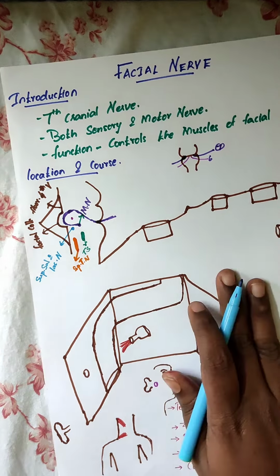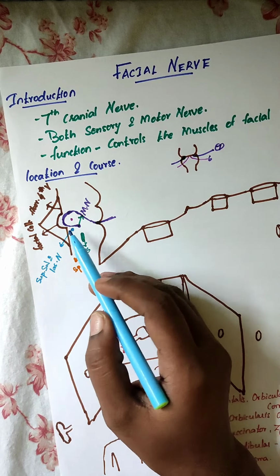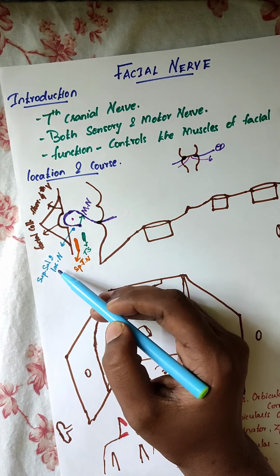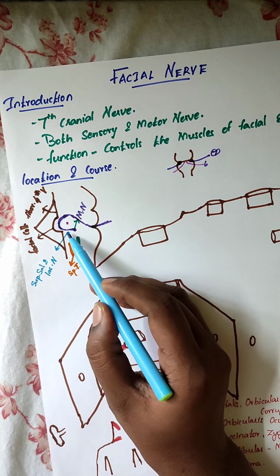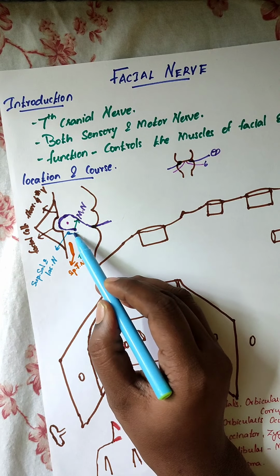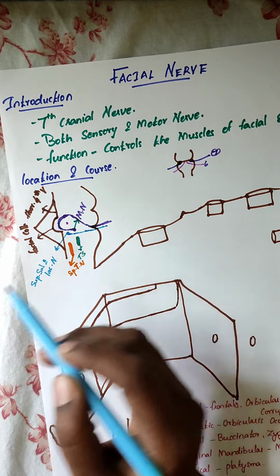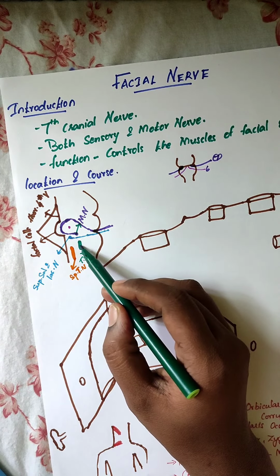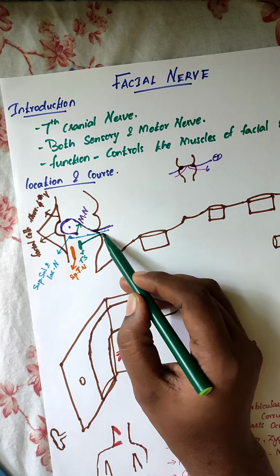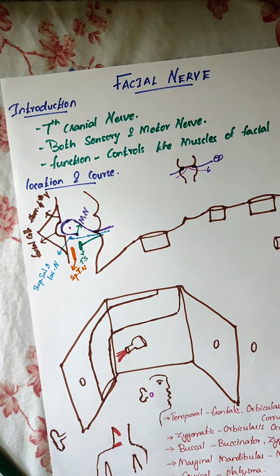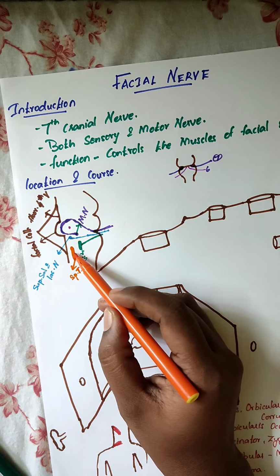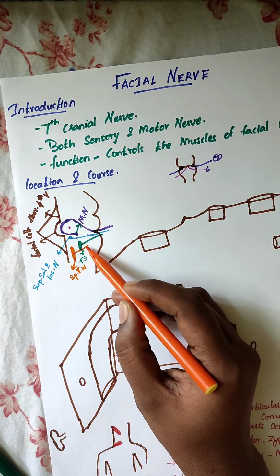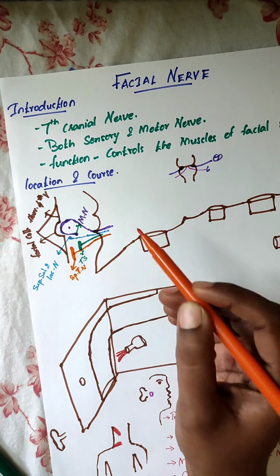Next, the parasympathetic nerve from the superior salivary and lacrimal nuclei also comes out of the brainstem through the pontomedullary junction. The sensory nerve from the tractus solitarius and the spinal nucleus of the trigeminal nerve also comes out of the brainstem through the pontomedullary junction.